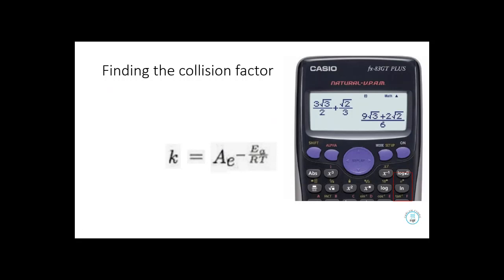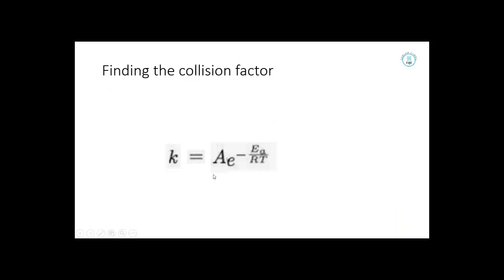If you want to find your collision factor, it's a really simple rearrangement. Instead of multiplying the collision factor by the exponential of this, you just rearrange it. And you divide your rate constant by the exponential of minus the activation energy over RT. That's your collision factor, sorry, I had to repeat it there.